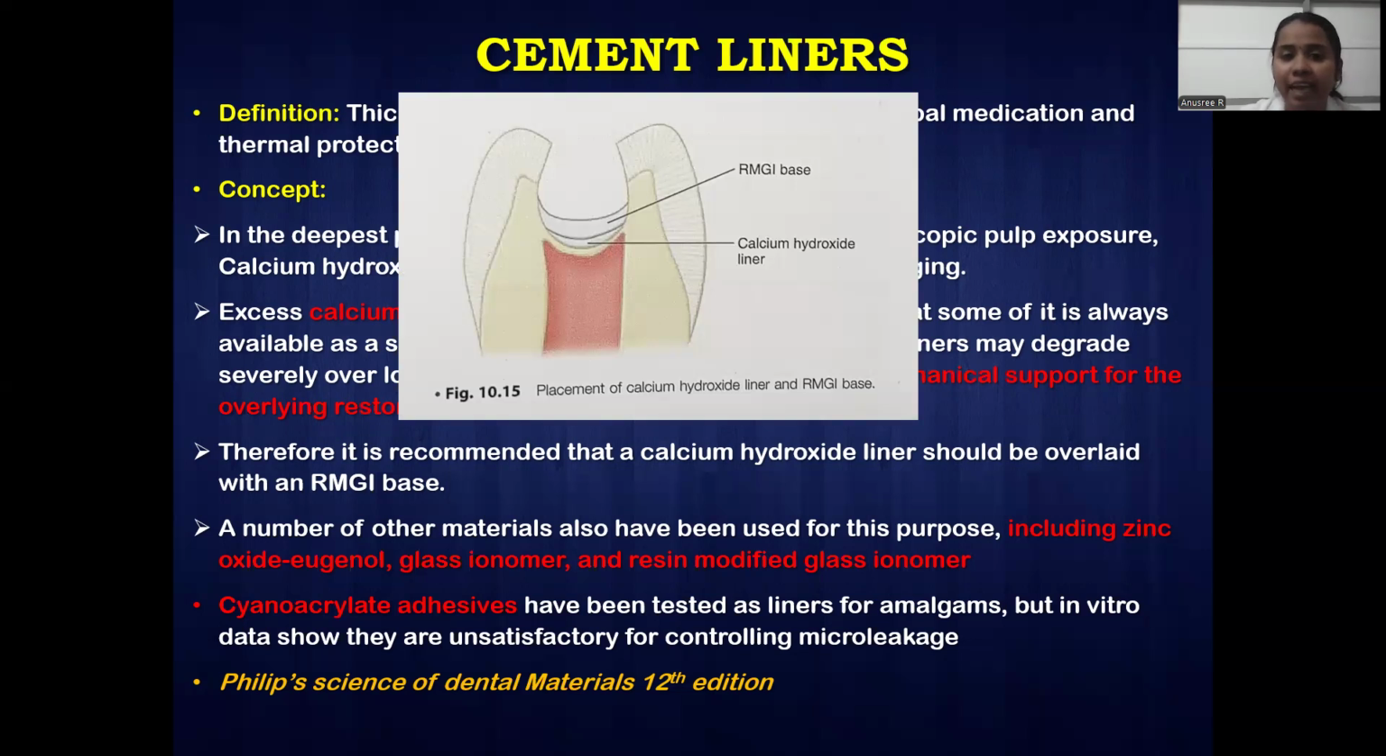Here we can see that calcium hydroxide is placed in the deepest portion of the preparation, that is near to the pulp, and then over which a layer of RMGIC is given, and then composite restoration is placed.